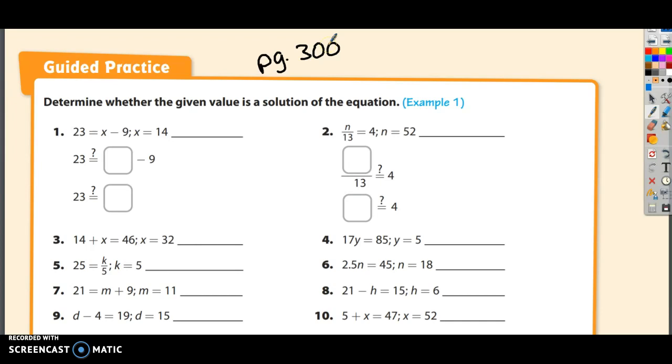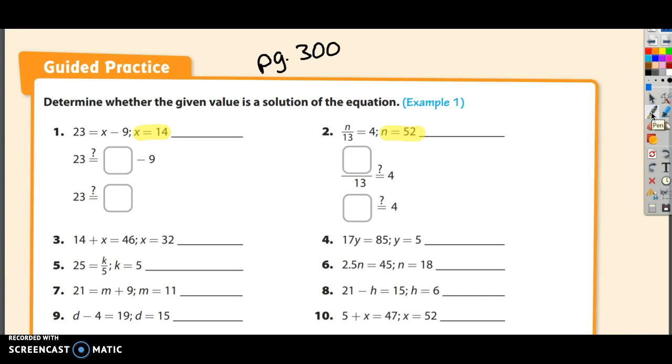So these are the ones where they're going to give us an equation, and then we're going to decide if the one they gave us here, x equal to 14, is a solution. And these are all going to be yes or no. Either x equals 14 makes the equation true, or it's not true. On number 2, is n equal to 52? Does that make it true or not? We're going to find out. So here's how this works.